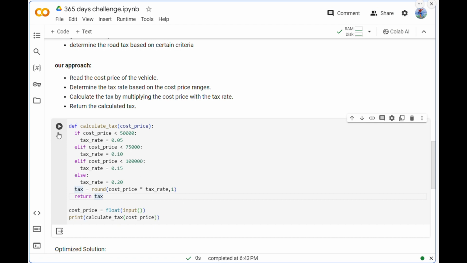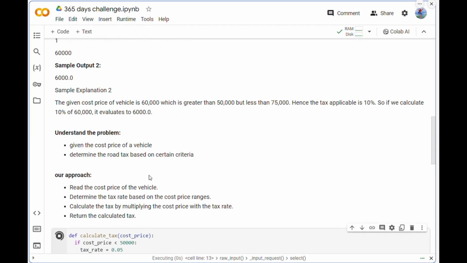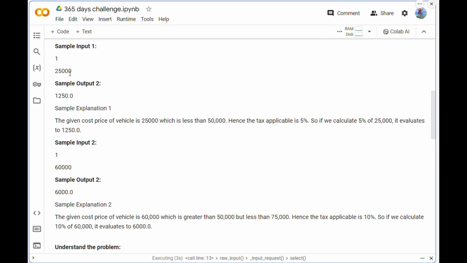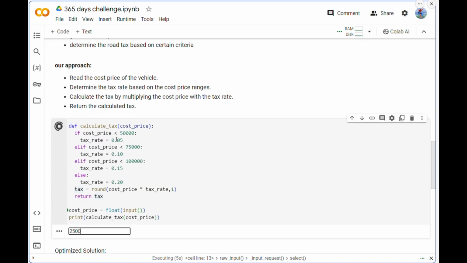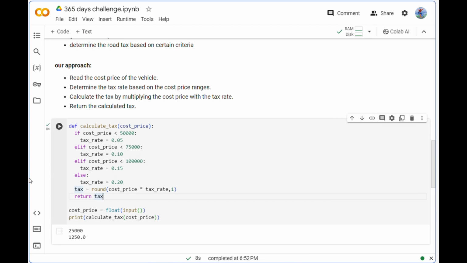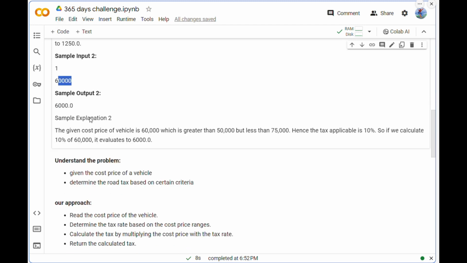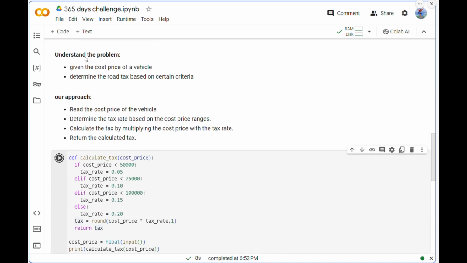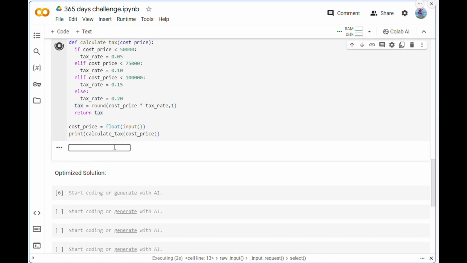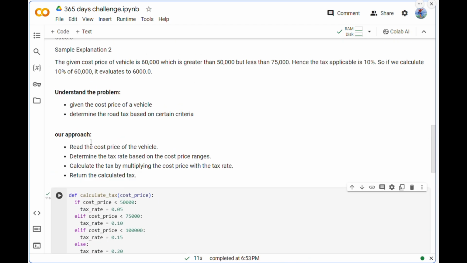So let's run this and give it the value 25,000. It should give 1250.0. So we get that value. Then we pass 60,000 and it should return 6,000. Let's see what we will get. So we get 6,000.0. That's what we are getting over here.